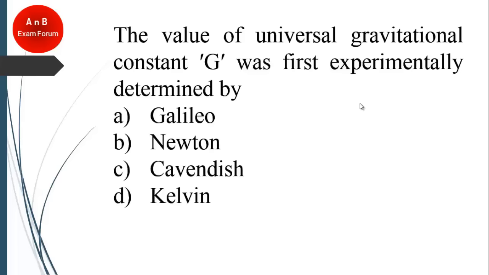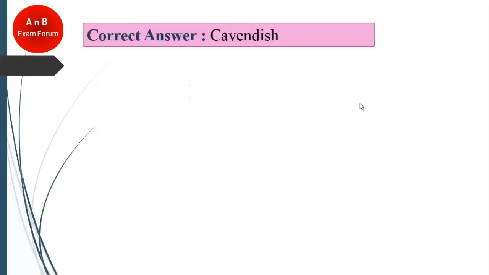Coming to the next question, we all know the G value, that is 9.8 meter per second square. This value of G was experimentally determined by which scientist? Okay. These are the four options. Yes, students. Yes, you are right. Option C, Cavendish. Cavendish was the first person to experimentally determine the value of G. Okay. So the correct answer is Cavendish.